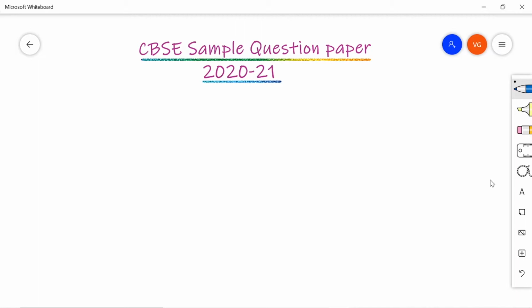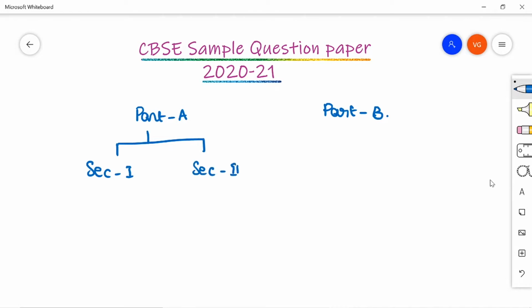The board examination math question paper has two parts, part A and part B. Again, in part A, you have two subsections, section 1 and section 2. Both section 1 and section 2 consist of 1 mark questions only. Section 1 has 16 one-mark questions in which you have 5 internal choice questions. So 16 into 1, you have totally 16 marks.